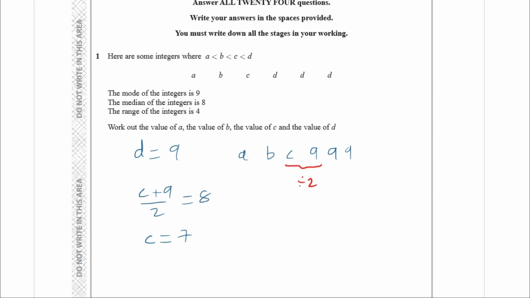And for the A value, 4 is the range. So the range means lowest to highest. So if the highest point is 9, the lowest point must be 5 because 5 plus the range, so 5 plus 4, is equal to 9. Therefore A is equal to 5. So we have our values here.